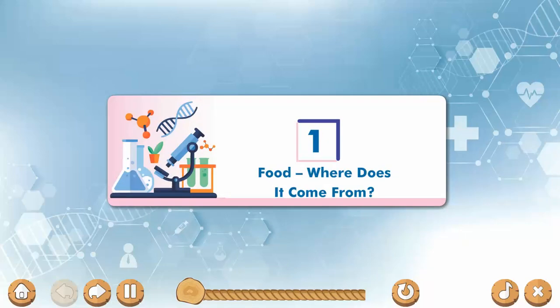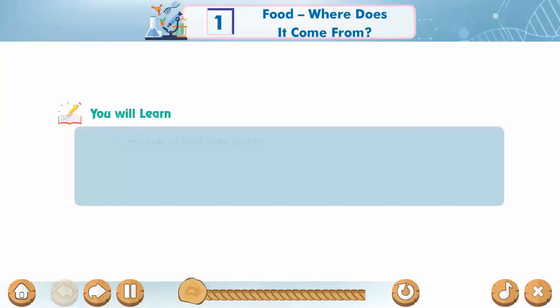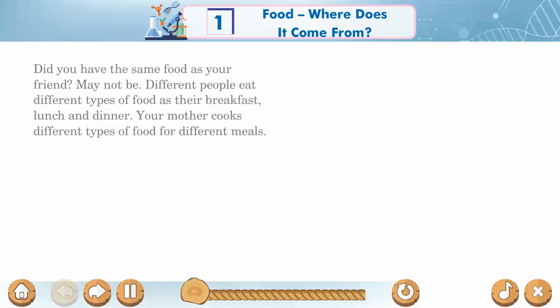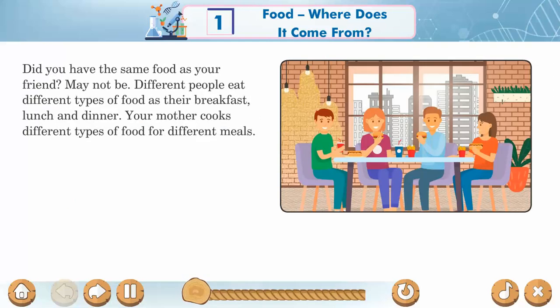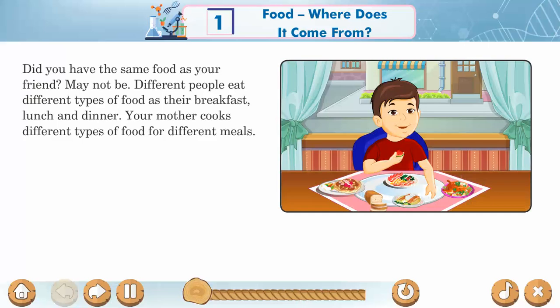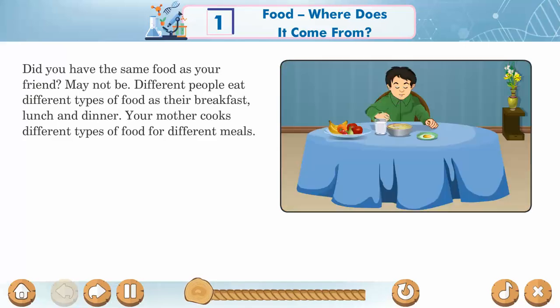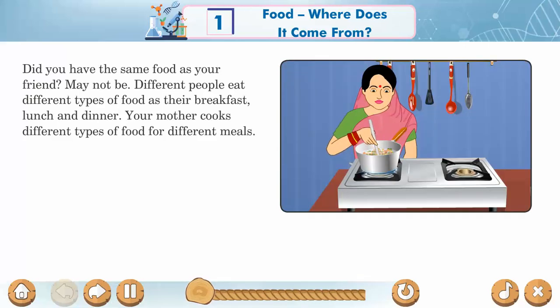Chapter 1. Food. Where does it come from? We will learn sources of food from plants, sources of food from animals. Did you have the same food as your friend? May not be. Different people eat different types of food as their breakfast, lunch and dinner. Your mother cooks different types of food for different meals.